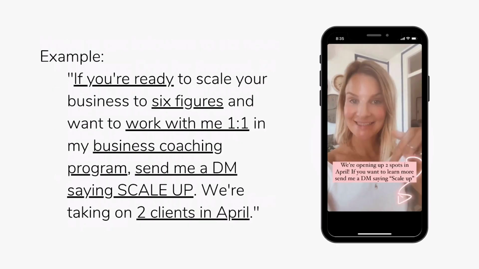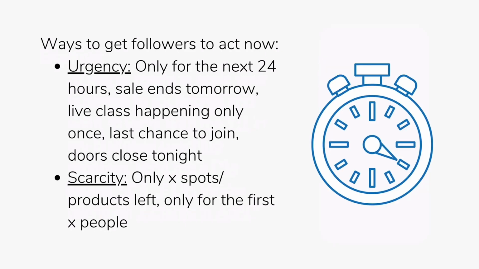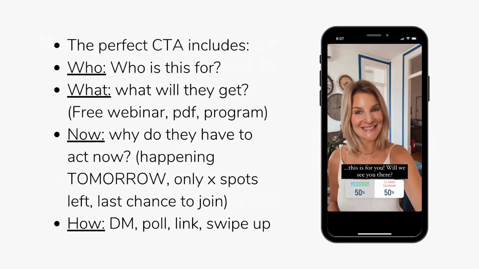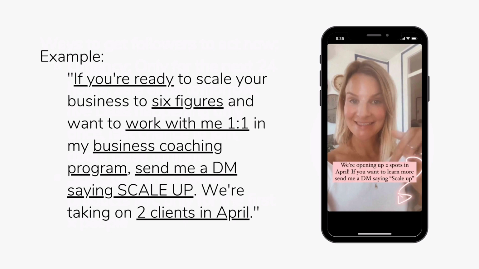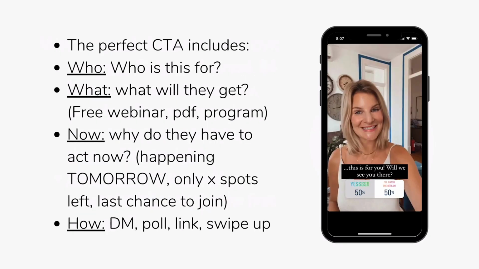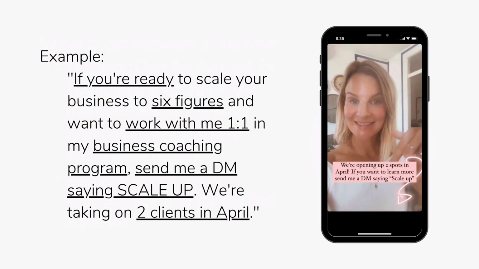So an example here, this is one that I have used before. If you're ready to scale your business to 6 figures, so this, remember, is the who is this for? This is for someone who's ready to make 6 figures and wants to work with me one-on-one in my business coaching program. This is the what, right? What will they get? They will get to work with me one-on-one.